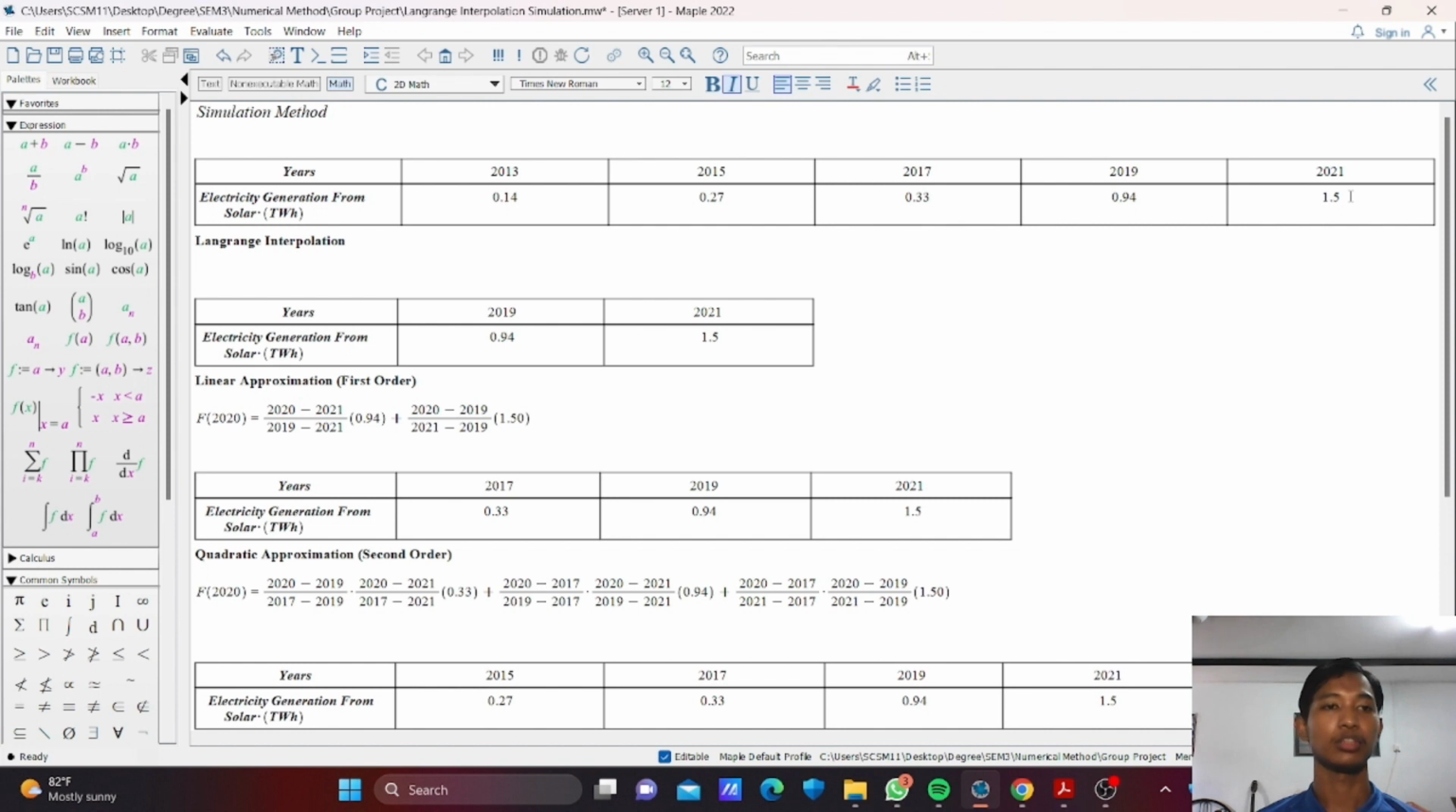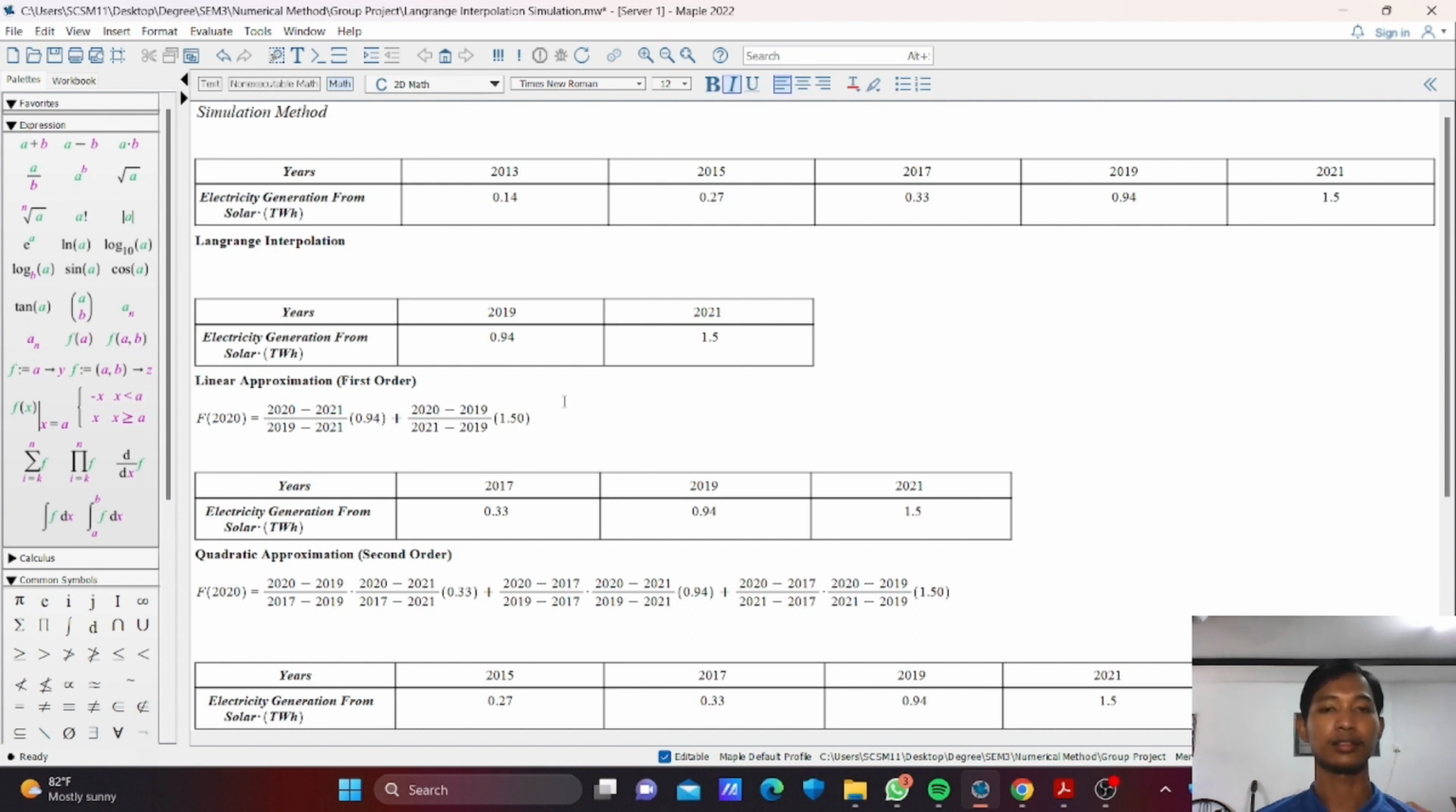Alright, for the simulation method, we decided to use Maple for our problems. So this is the data for our problems: the electricity generation from solar in Malaysia by years. So we need to simulate the first order of Lagrange interpolation, which is linear approximation.